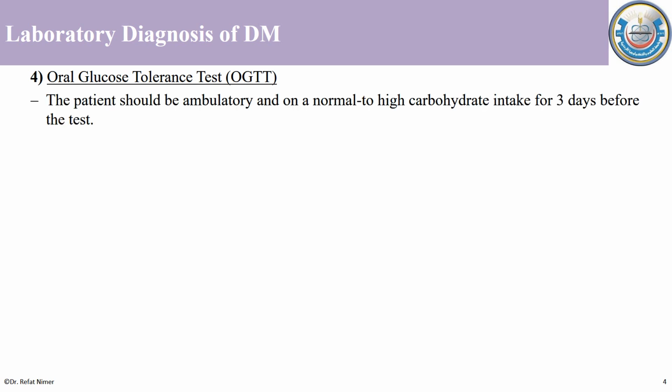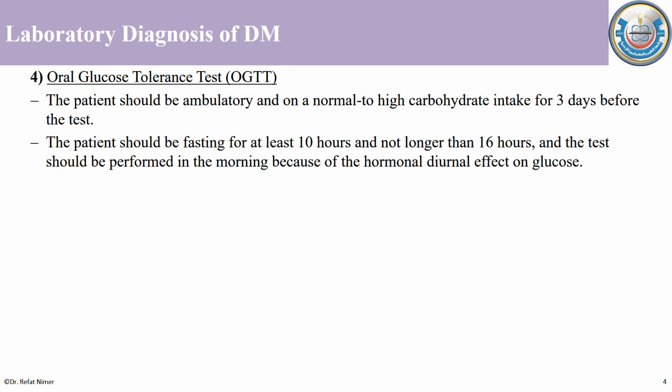So the patient should be ambulatory and on a normal to high carbohydrate intake for 3 days before the test. The patient should be fasting for at least 10 hours and not longer than 16 hours. The test should be performed in the morning because of the hormonal diurnal effect on glucose. So why fast at least 8 to 10, or 10 to 12 hours, and not more than 16 hours?